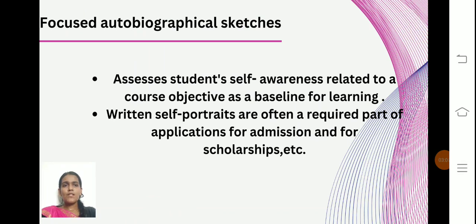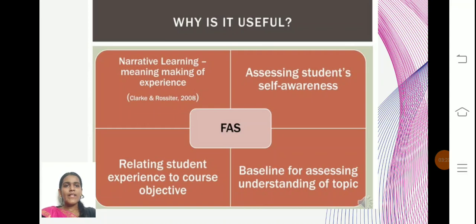The next one is the focused autobiographical sketch. It is about asking the students to write one or two pages about themselves, a written self-portrait, also known as an autobiographical sketch. It helps the students with their admission or scholarship forms, and the teachers are able to know the students' mindset. Why is the focused autobiographical sketch important? It means narrative learning and making meaning of the experience.